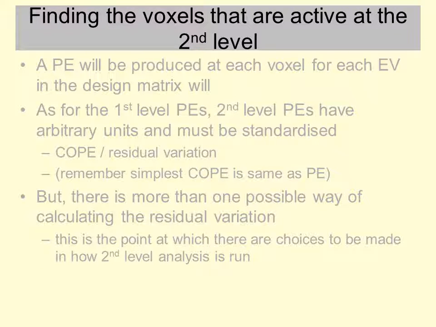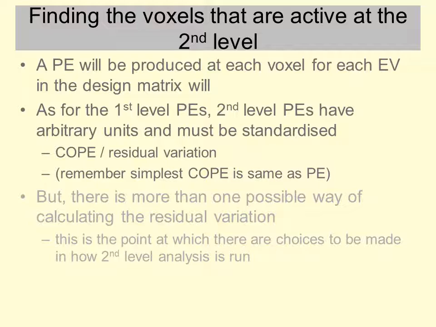Let's take a look at finding the voxels that are active at the second level. Now we know that a parameter estimate will be produced at each voxel for each explanatory variable in the design matrix. Now, just like at the first level, those parameter estimates have in effect arbitrary units, and you need to standardize them, and just like at the first level, they're standardized in relation to the unmodeled or residual variation by dividing them by some estimate of the residual variation.